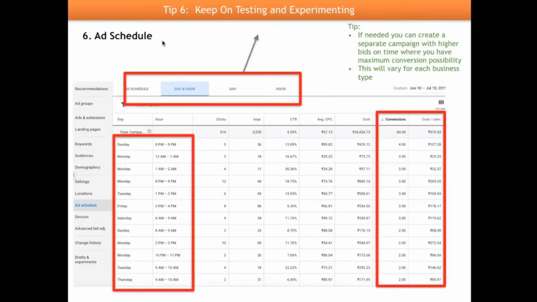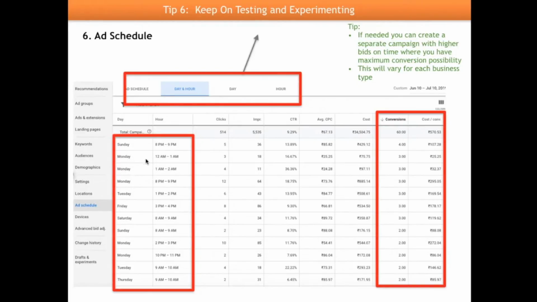Now at schedule, there could be certain hours like 8 p.m. to 9 p.m. where I'm getting most of my conversions, and certain hours that have the same rate, and a few hours that might not be getting me anything. Out of 24 hours, these are the 12 hours in which most of my conversions are happening. So for these 12 hours, of course, I need to increase my bid, and on certain days like Sunday 8 to 9 p.m. I get more than Monday.